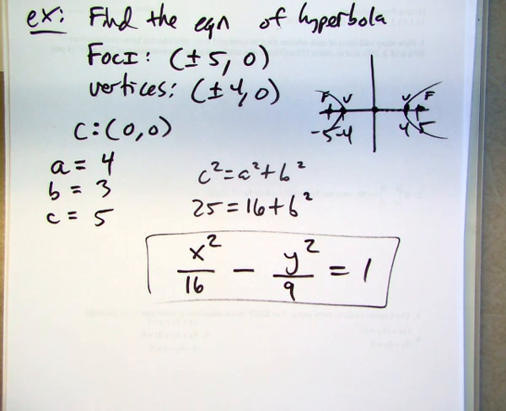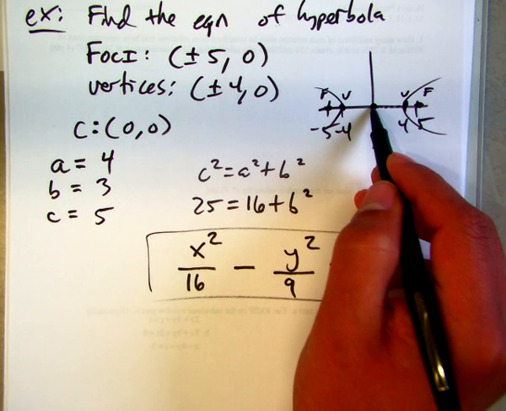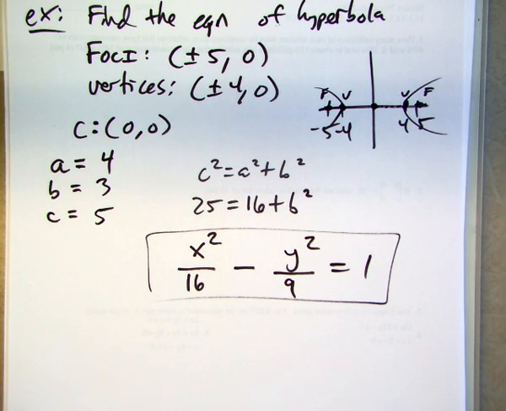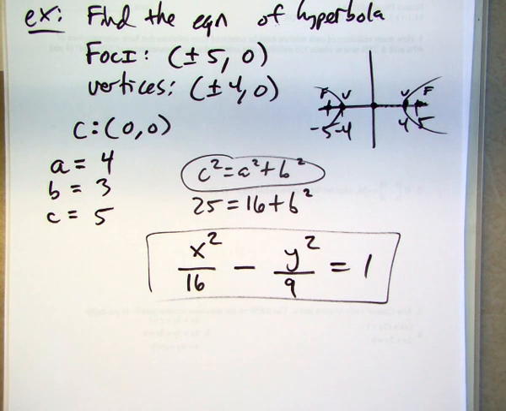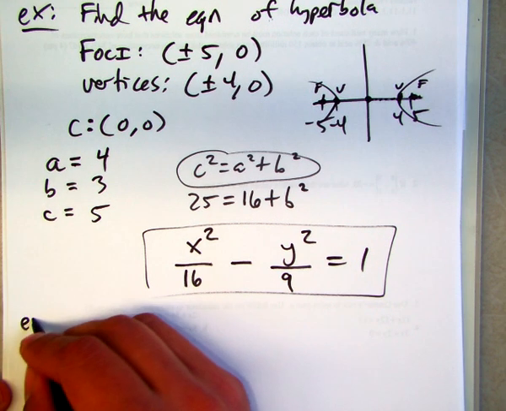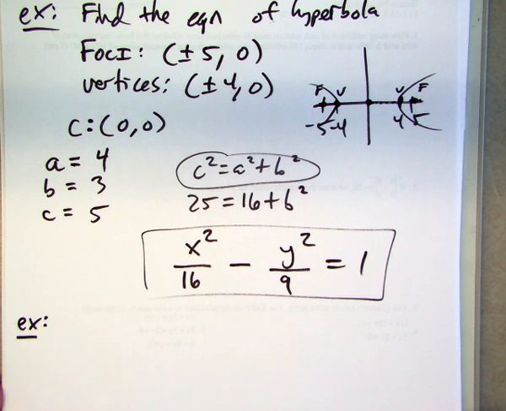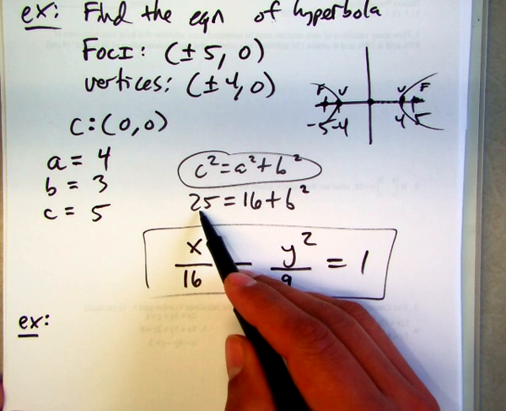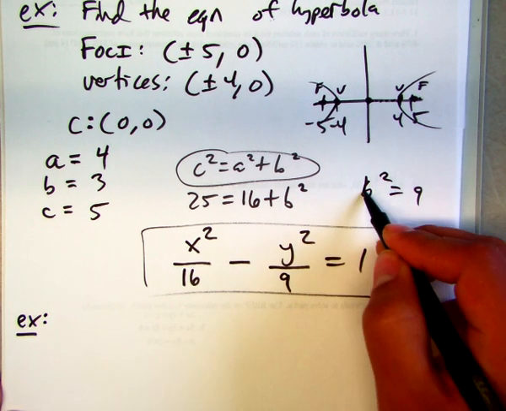How'd you find A, B, and C? A is from center to vertex, so that's 4. C is from center to focus, so that's 5. And then B we found using the relationship C squared equals A squared plus B squared. What was B? B was 3. Why? When you set up the equation, 25 equals 16 plus B squared, you get B squared is 9. So B has to be 3.